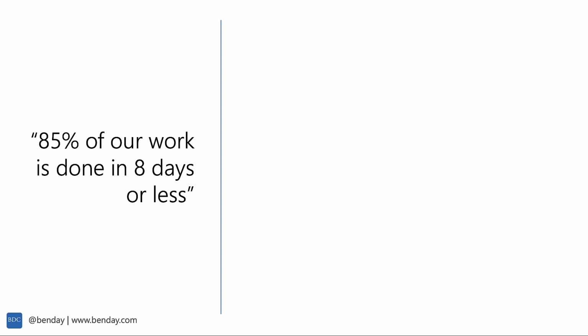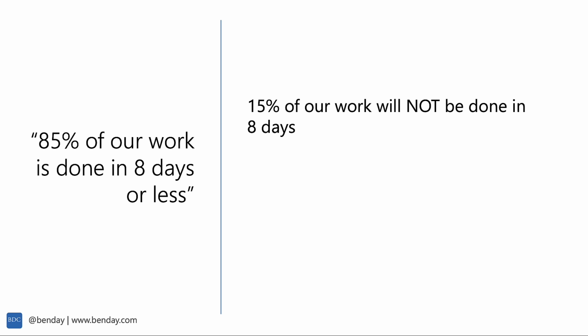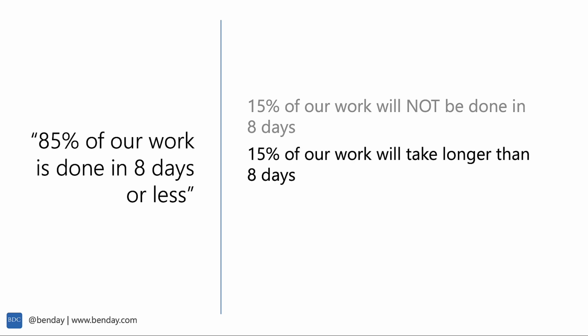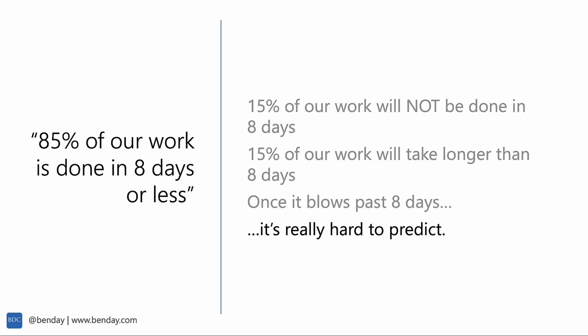So let's say we have an SLE that says 85% of our work is done in 8 days or less. That automatically means that 15% of our work will not be done in 8 days or less. 15% of our work will take longer than 8 days. And once it goes past that 8-day mark, it gets kind of scary because it's really hard to predict how long it's going to take, because 15% is not a lot. So it's rare that something goes beyond 8 days, but once it gets into that, it's pretty hard to predict when it's going to be completed.